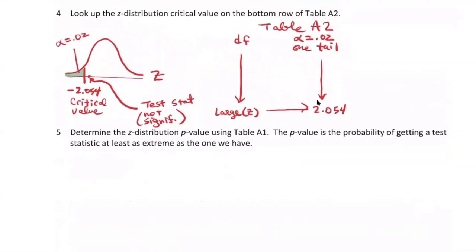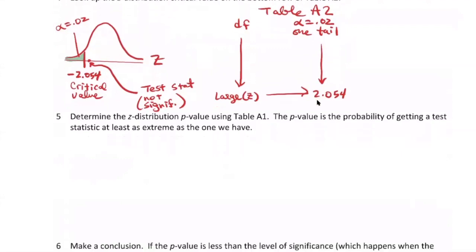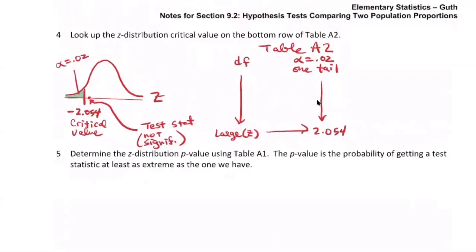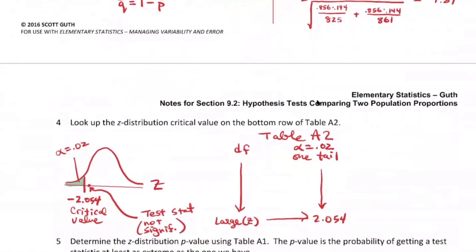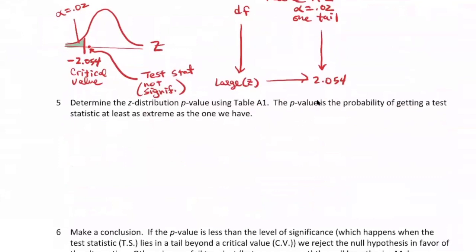So we have to do a p-value next, which is table A1. This again is the z distribution. The t distribution is table A3. Normal distribution is table A1. Everything is z on this test if you look through all the computations. We have a z up here, a z critical value there, and now a p-value from the z distribution.